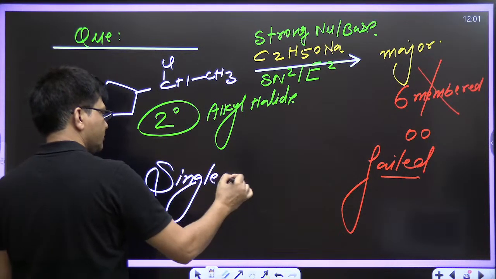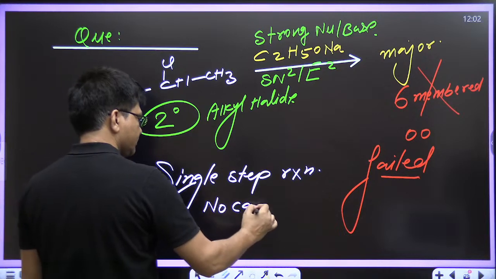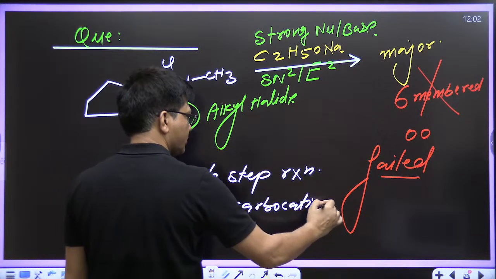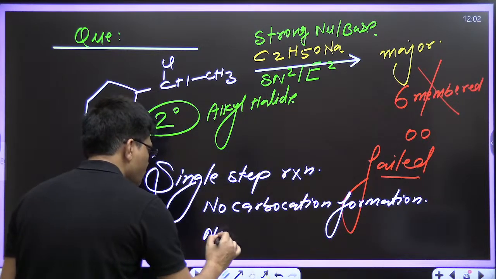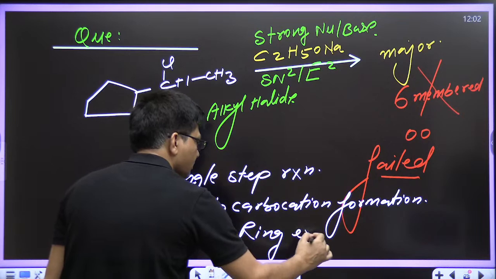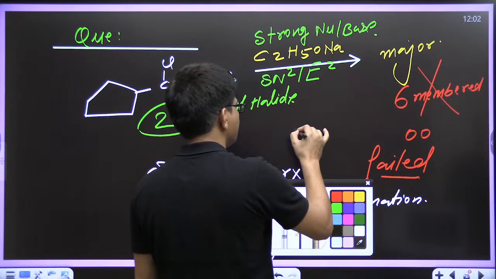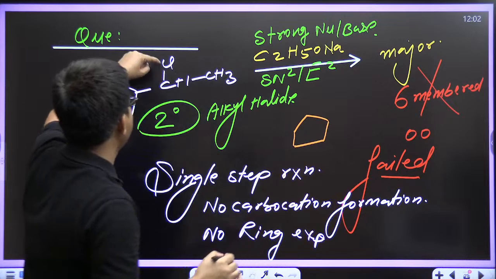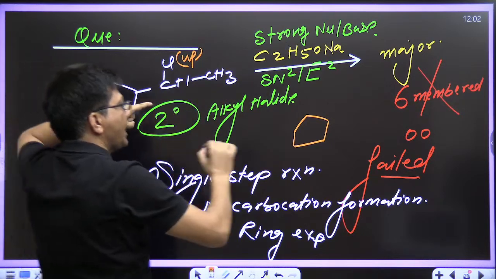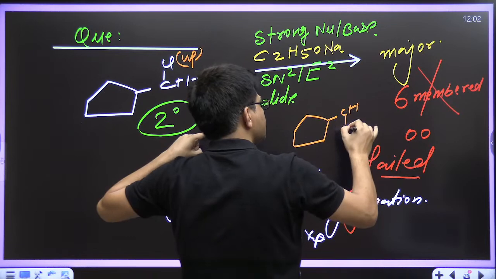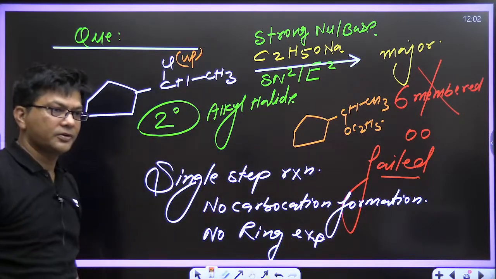Single step reaction, no carbocation formation. No carbocation formation means what? No carbocation formation means no ring expansion. So kids, the correct answer will definitely be this one. This chloride is going from the north upside, so the incoming nucleophile will attack from the back side. So inversion of configuration. So this is your product, kids. Everyone is able to understand this is your major product.